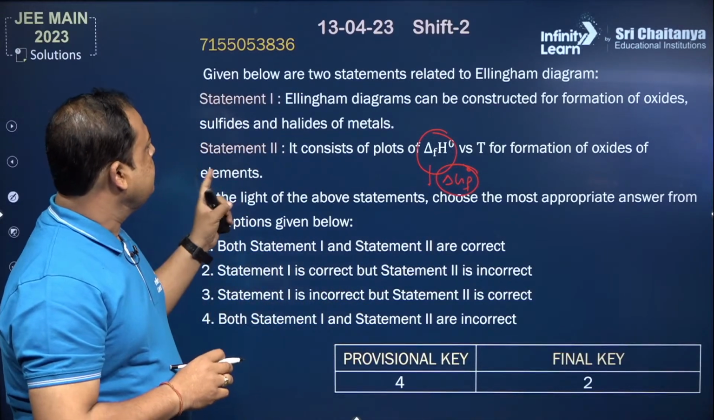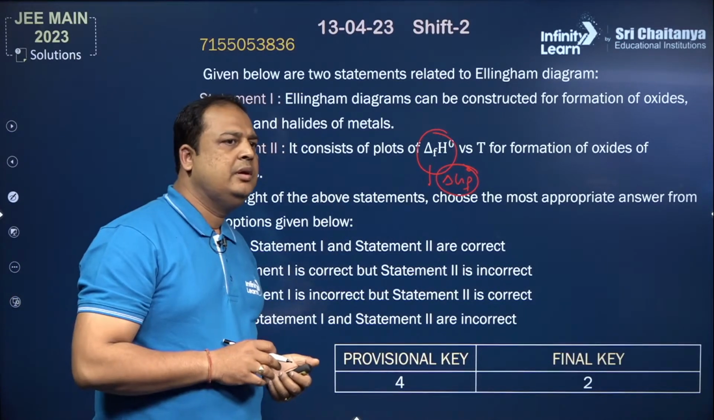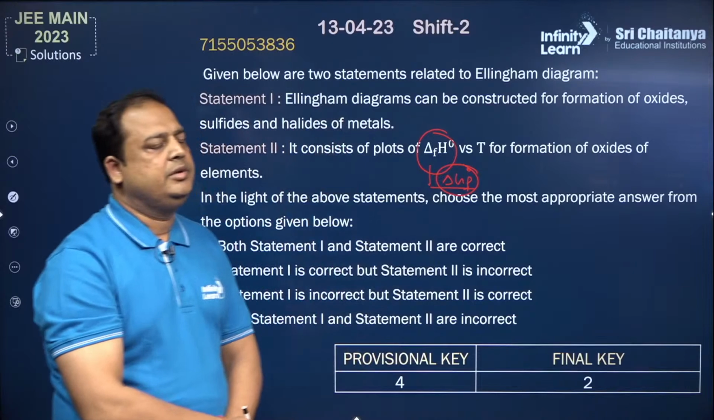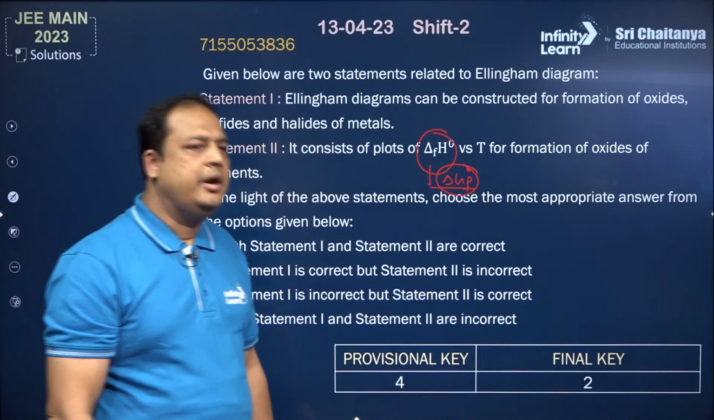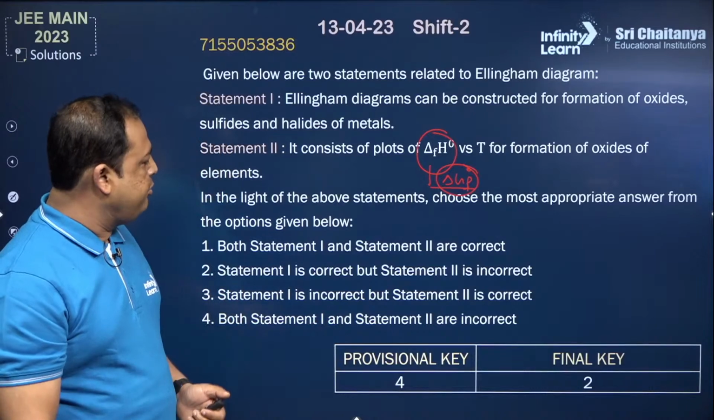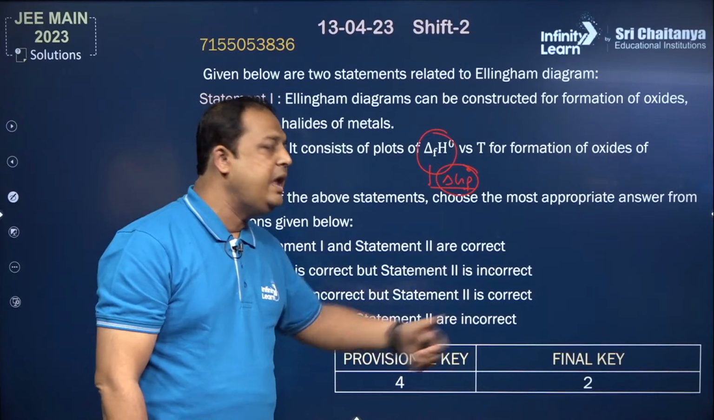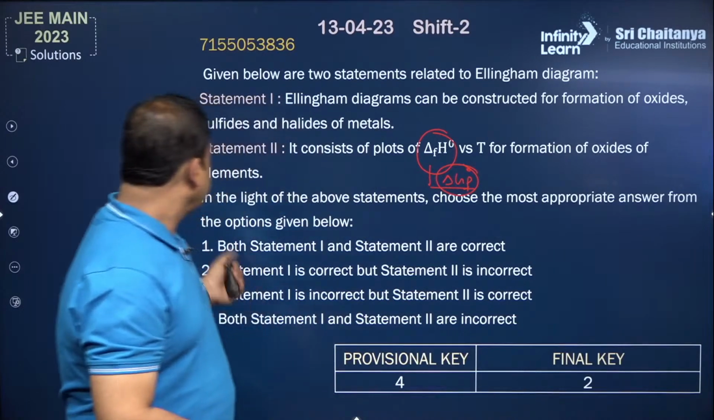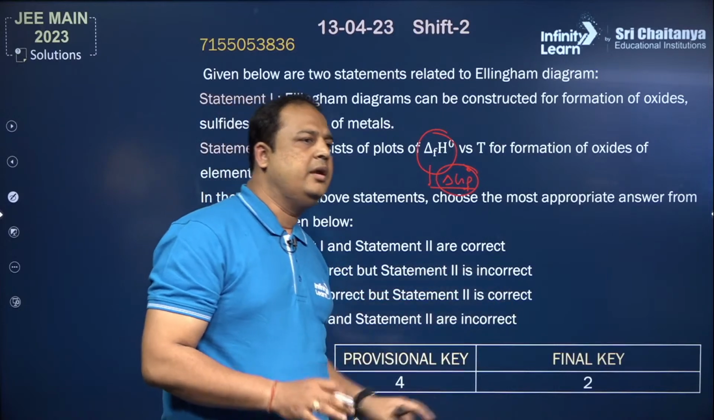So the first statement is correct. What about the second statement? Delta G_f naught should be there instead of delta H_f naught. So what should be the answer here? The provisional key provided by NTA is 4, that both statement 1 and statement 2 are incorrect. But according to us, the answer should be 2, that is statement 1 is correct while statement 2 is incorrect. Got it?